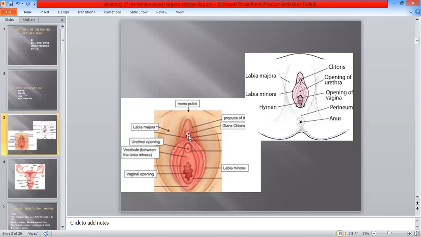The next thing is the vestibule. The vestibule is the cleft which lies between the two labia minora. It contains the opening of the urethra anteriorly and the vaginal opening posteriorly, and the Bartholin glands which lie in the labia minora. The Bartholin glands are bilateral and about the size of a pea.